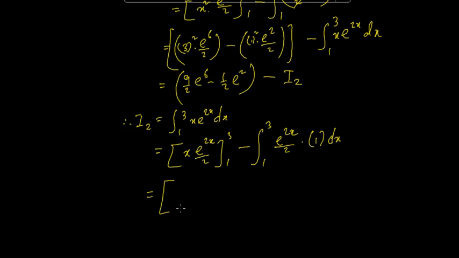So this is going to be, if I put 3 here, 3 by 2 e to the power 2 times 3, which is 6, minus, if I put 1 here, it would be 1 by 2, e to the power 2 into 1, which is 2, minus the integration of e to the power 2x.